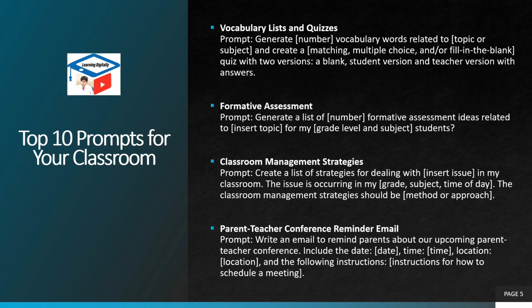Number 5 is vocabulary list and quizzes. So this prompt is also important. You have to write in ChatGPT: generate, and mention the number of vocabulary words that you need. So generate a number of vocabulary words related to a topic, any topic you want, for example gravity, and create a matching, multiple choice and/or fill in the blank quiz. Now you have to set which type of question paper or which type of quiz should be there.